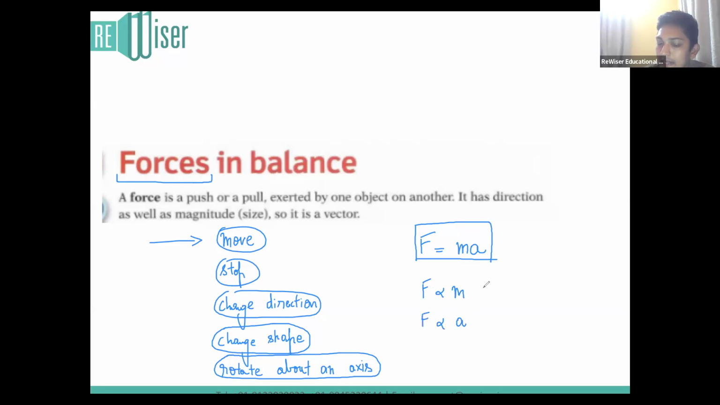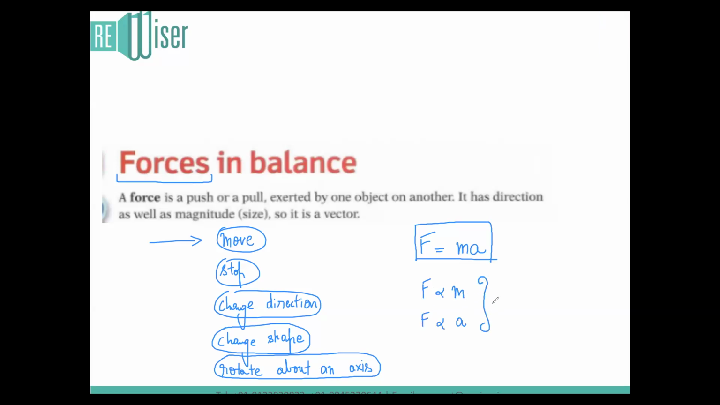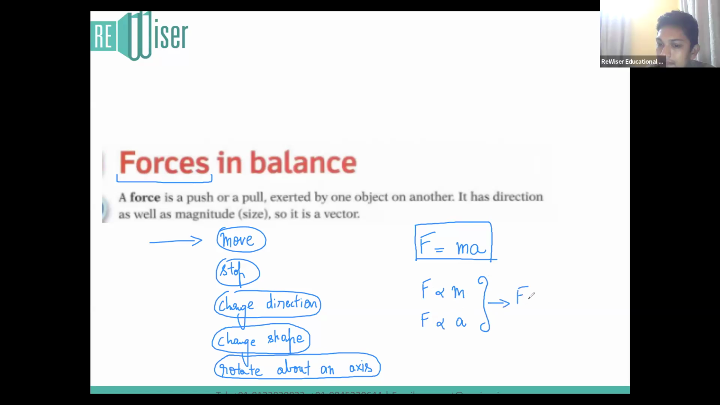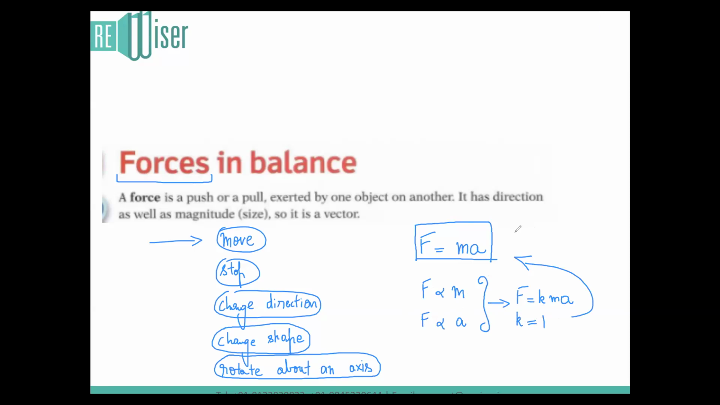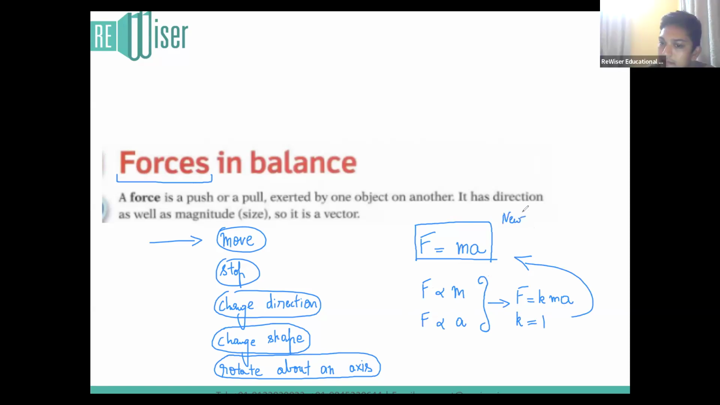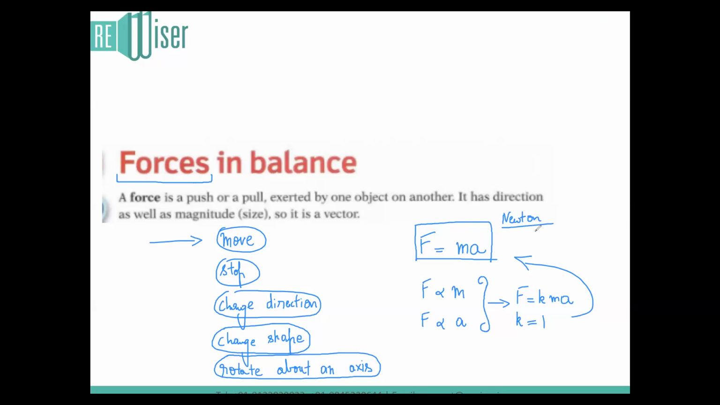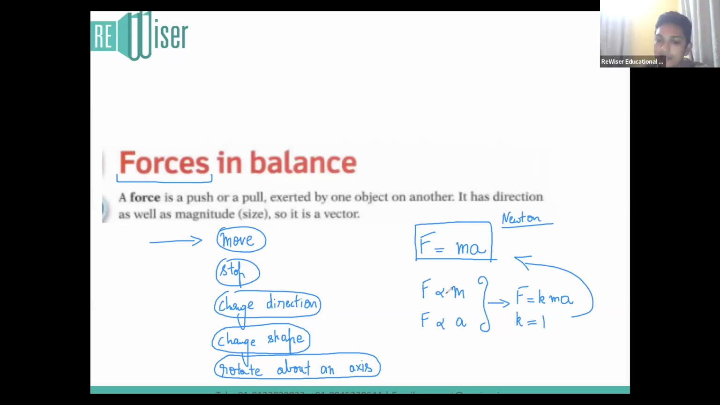How do you convert a proportionality into an equality? By using a constant. Correct. I'll write F is equal to K into MA. But since I'm inventing the quantity force, I can invent a value for K as well. I'll take the value of K as 1, giving me my final equation: F is equal to M into A. Its SI unit is kg meter per second square, or Newton. Both work. Clear? Any doubt in this? Anything you want me to explain again? Didn't understand? No. Okay.